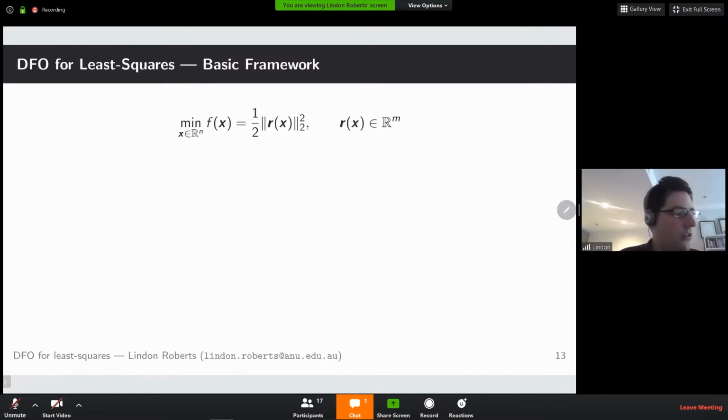So what I'm going to do now is specialize to a particular class of objective functions. So now instead of just f of x, I'm going to say f of x can be written as the square of the 2-norm of a residual vector r in R^m, or the sum of squares of the components of r.